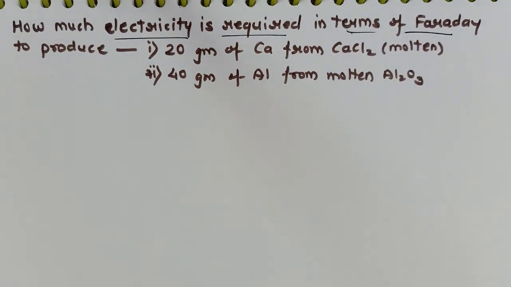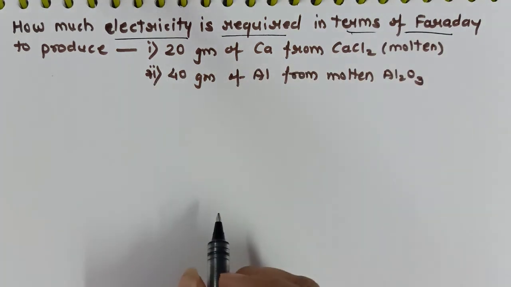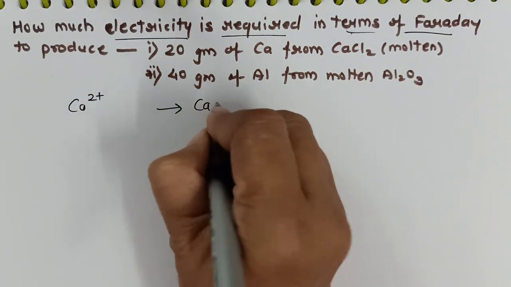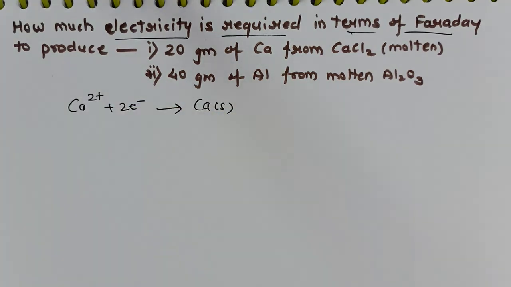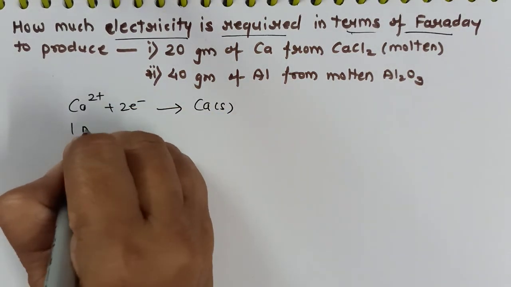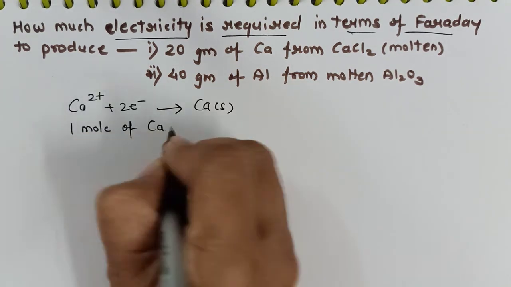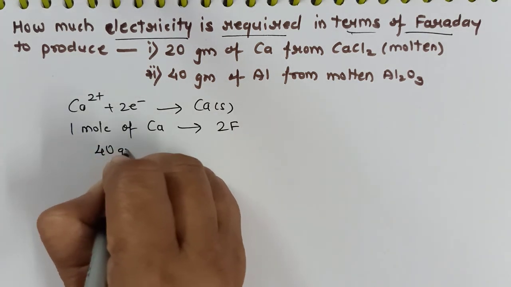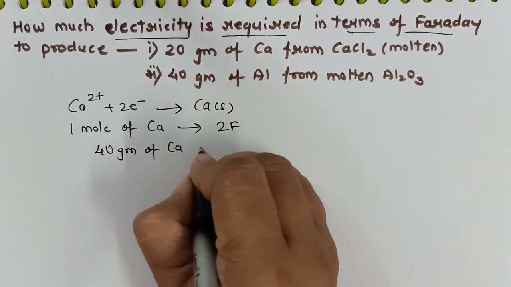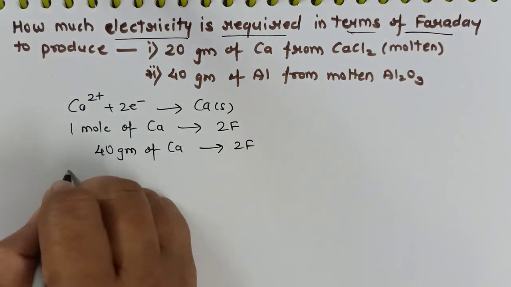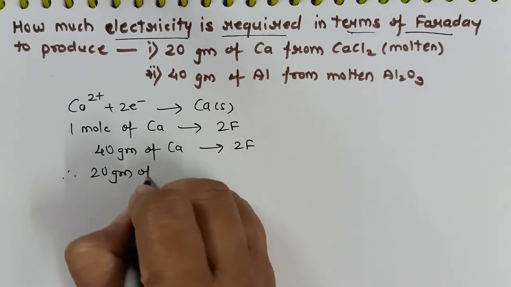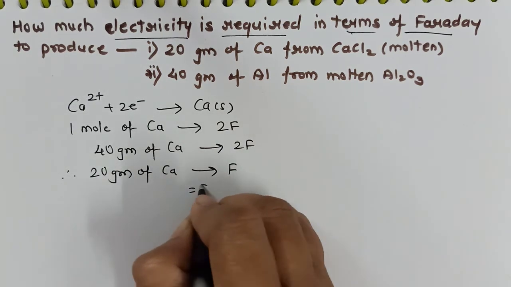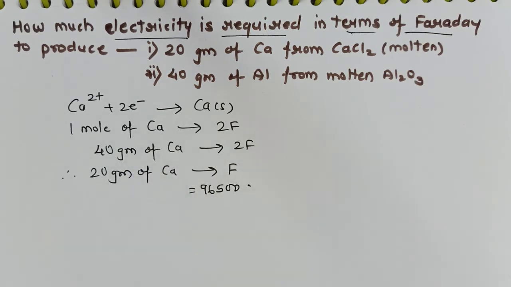So let us begin. The first one, 20 gram of calcium from CaCl2. Now in CaCl2, calcium is in 2+ state. To deposit calcium as solid, obviously we require 2 electrons. So I will say for 1 mole of calcium reduction, we require 2 Faraday. 1 mole of calcium means 40 gram. So 40 gram of calcium requires 2 Faraday for its reduction, and therefore for 20 gram of calcium, how much Faraday will be required? Only 1 Faraday. Or I can say 96,500 coulomb.